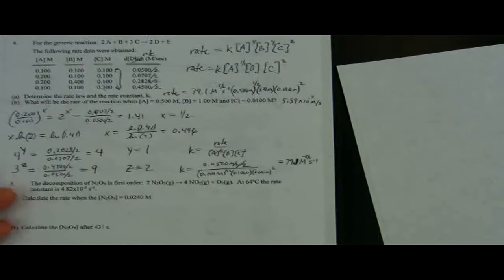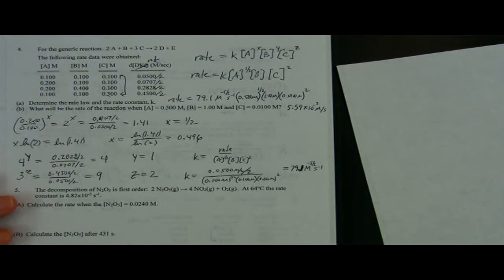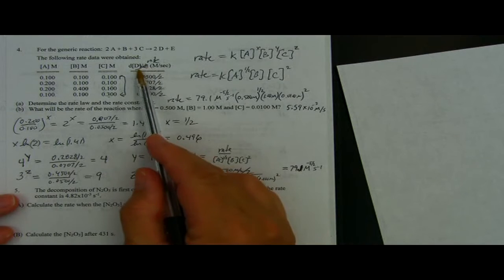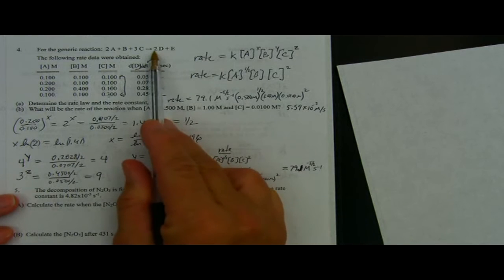Wait, Professor, can you put that back up real quick? Why did you, when you were finding out your K, divide 0.05 by 2? Because this is given as the d/dt, and there's a 2 in front of the d. Oh. Okay, good question.